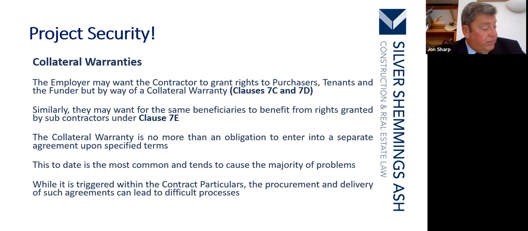Now, collateral warranties. The employer may want the contractor to grant rights to purchasers, tenants, and the funder, but by way of a collateral warranty, clauses 7C and 7D. Similarly, they may want all the same beneficiaries to benefit from rights granted by subcontractors under clause 7E. The collateral warranty is no more, and this is important, than an obligation to enter into a separate agreement under specified terms.